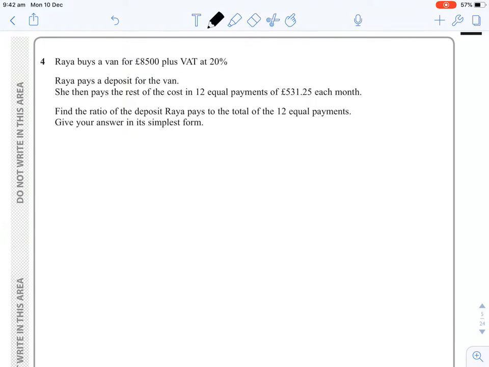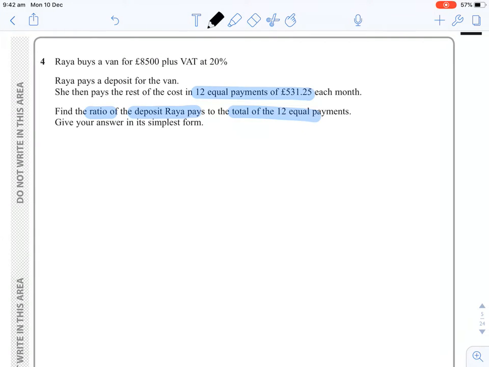Question 4. Rhea buys a van for £8,500 plus VAT at 20%. Rhea pays a deposit for the van. She then pays the rest of the cost in 12 equal payments of £531.25 a month. Find the ratio of the deposit to the total of the 12 equal payments. Give your answer in the simplest form.